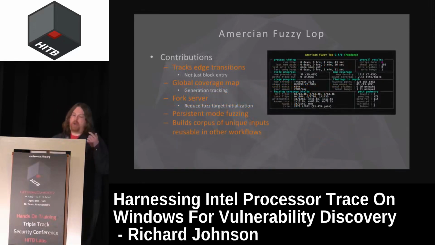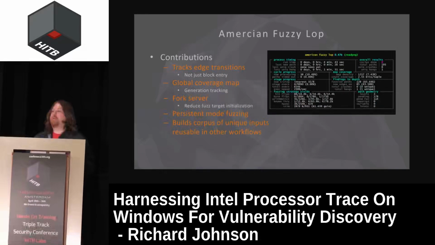I think I covered all that. Oh, also, fork server was another important addition that he used for performance. Architecturally on Linux, when you create a new process via fork, it uses copy on write on the memory pages. So it's very, very fast to initialize a new process. It's a matter of copying page tables.